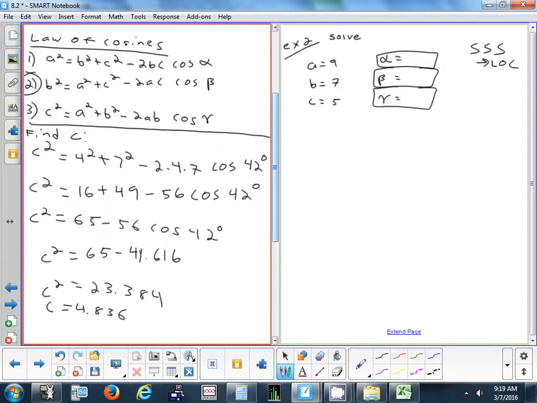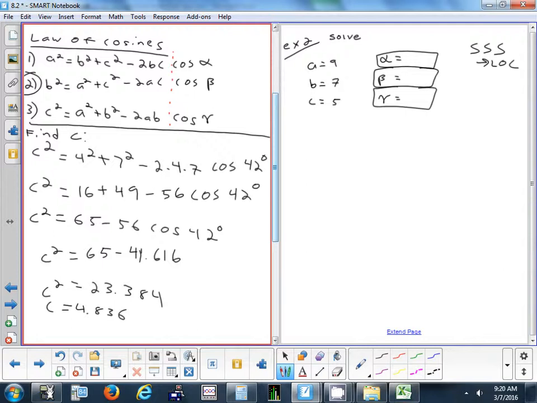Version 1, 2, or 3? You could use any of them. Okay? You know everything in every formula up to that line right there. You know A, you know B, and you know C. How many times are we going to have to do law of cosines at a minimum? At least twice. Every law of cosines problem, you have to do it twice. Find two angles and then add up and subtract from 180 to get the third.